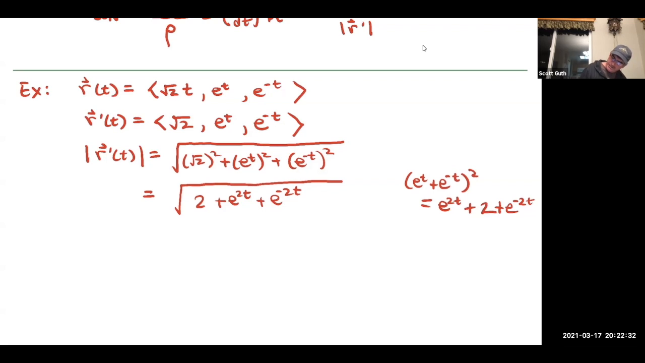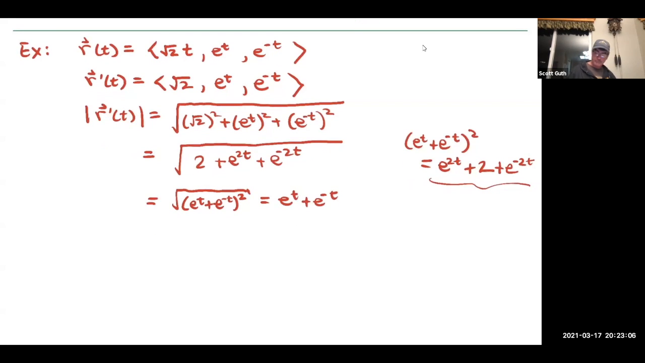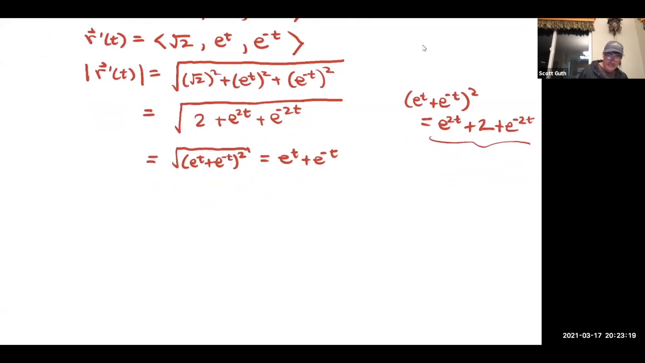So this is a perfect square inside. And if you look at this thing, you can kind of see there's a perfect square there. Okay, so this thing is just the square root of e to the t plus e to the negative t, squared. And I'm warning you on the exam, watch for the perfect square. It will be there. So you just end up with e to the t plus e to the negative t, and that's the speed. Okay, and you may note that speed is always positive, but the derivative of the speed can be negative because you can slow down. Speed is never negative. It can be 0.